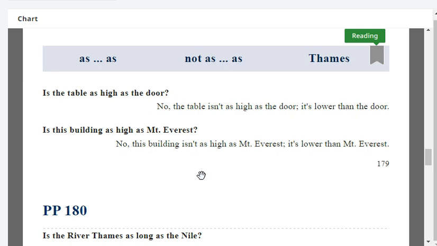Thames is the name of the river in London. It's a river in London. Oh, river. Yes, I see.